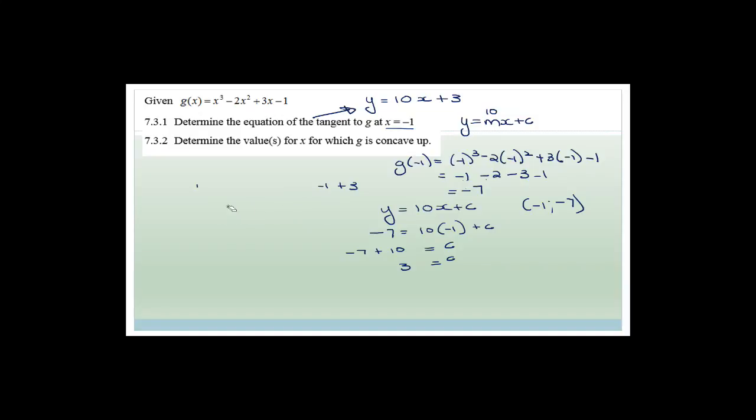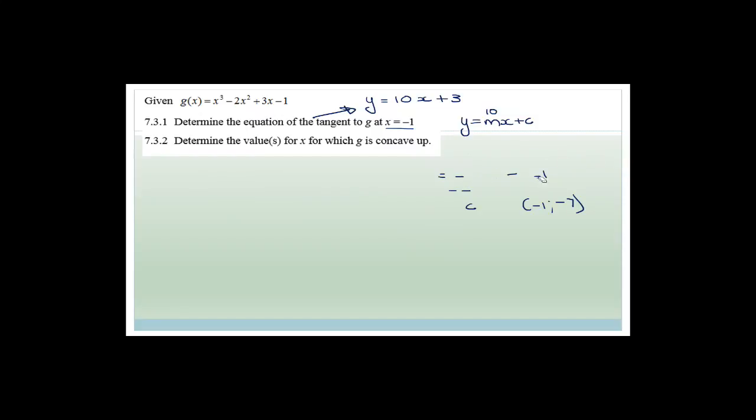Now the next part of the question says, determine the values of x for which g of x is concave up. Concave up. Let's think about that. For g of x to be concave up, do you agree that our gradient has to be what? Our gradient has to be positive.